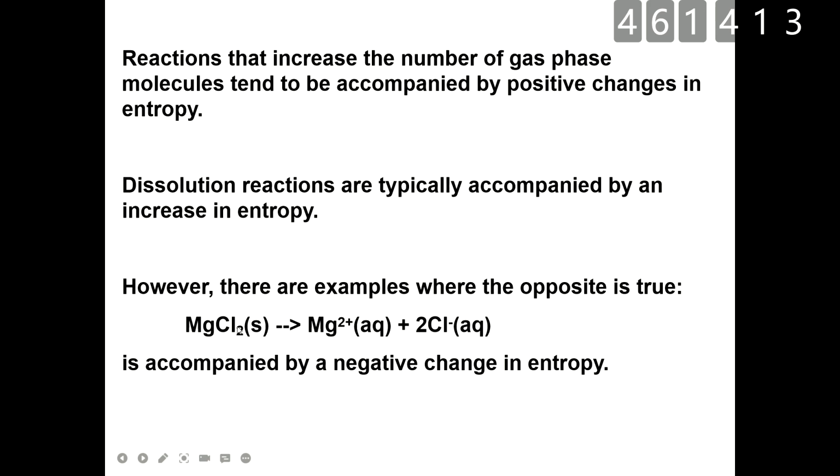For example, from left to right, the entropy decreases. So why does the entropy sometimes decrease? From solid to liquid it will usually increase, right? But why in this case does it decrease?